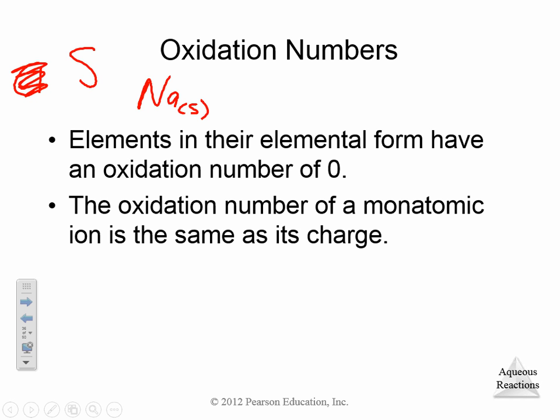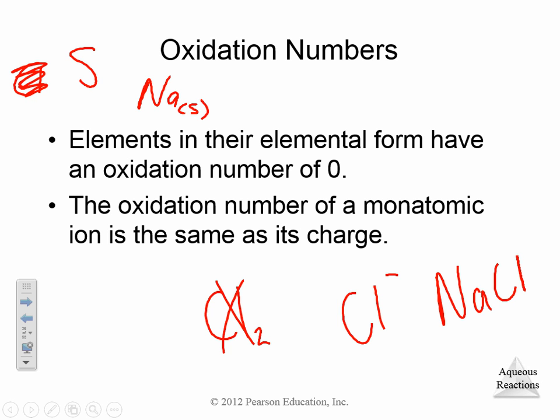The oxidation number of monatomic ions is the same as its charge. If we look at chlorine not in its elemental state as Cl2 gas, which would be 0, however, the Cl ion has a charge of -1. So in this example, chlorine is going to have an oxidation number of -1 because it's not in its elemental state.